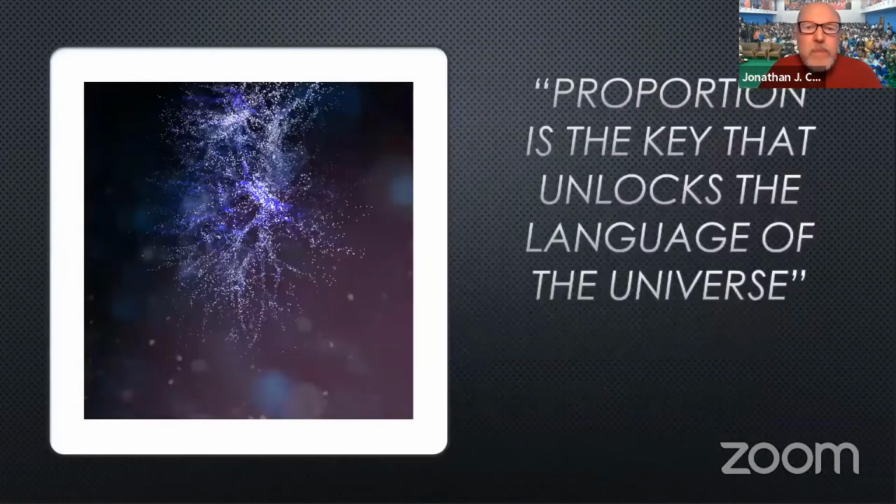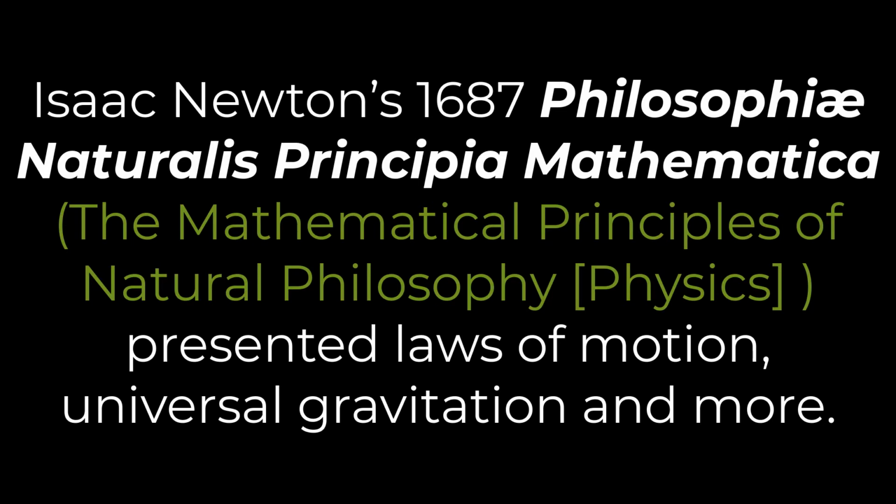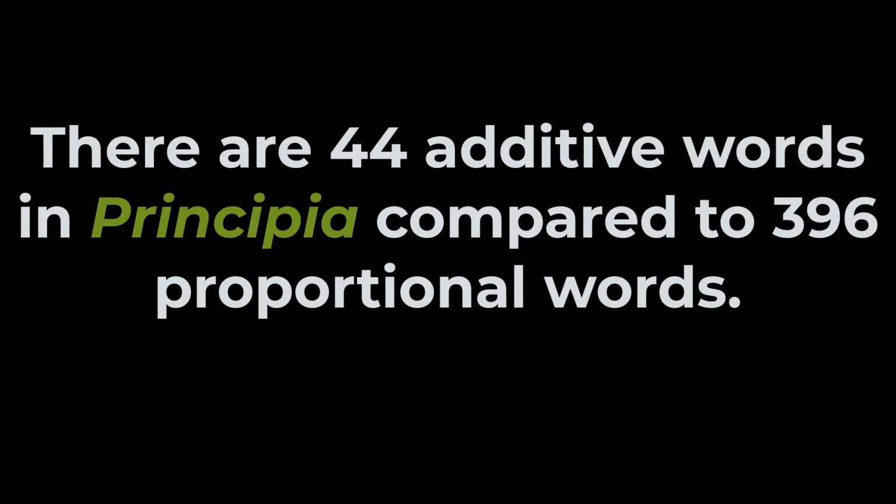What we then can do is revisit proportion, and proportion is the key that unlocks the language of the universe, and it also unlocks our mathematics as well. Isaac Newton's 1687 Philosophiae Naturalis Principia Mathematica, the mathematical principles of natural philosophy, where natural philosophy means physics, presented laws of motion, universal gravitation, and more. There are 44 additive words in Principia compared to 396 proportional words.